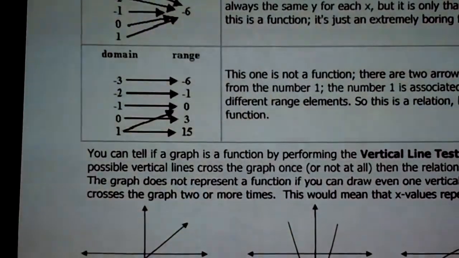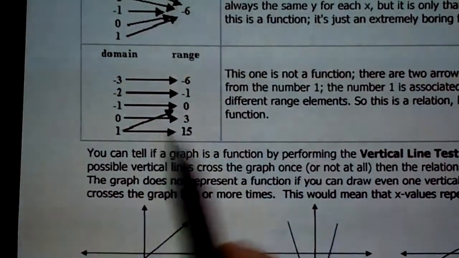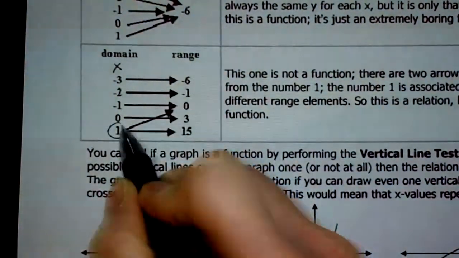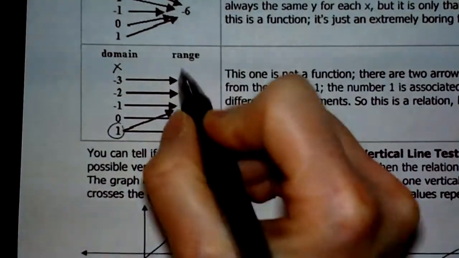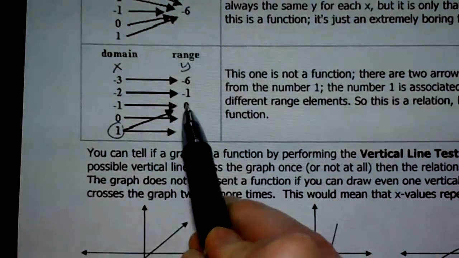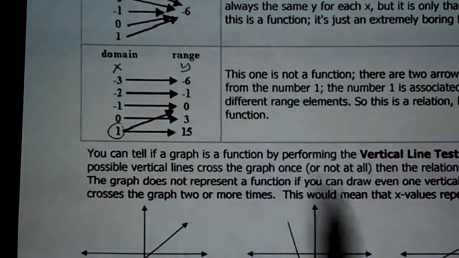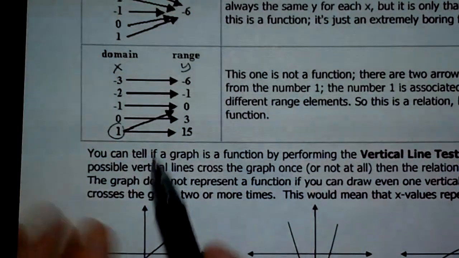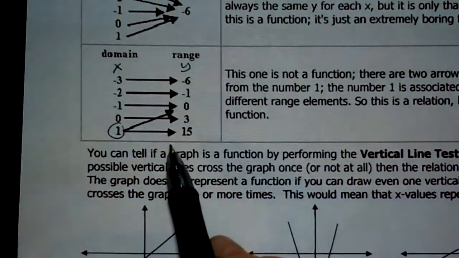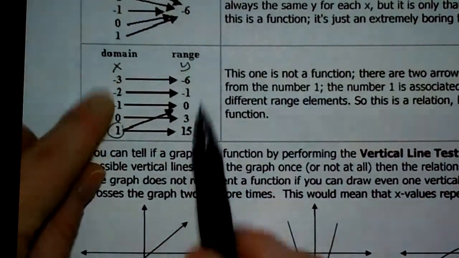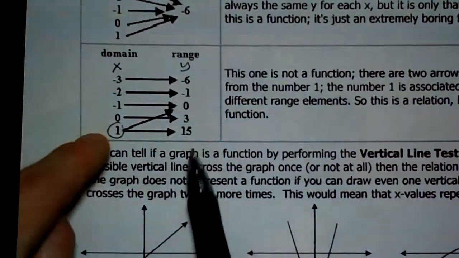All right, last one. This is your example of it's not a function, because if we look at our x values, do you see how this 1 has more than one arrow coming out from it? 1 can't have a result of 0 and of 15. So it's not a function because there's two arrows coming from the 1. The number 1 is associated with two different ranges.